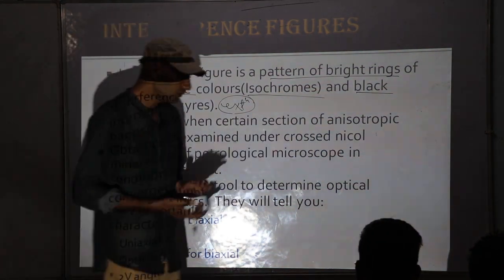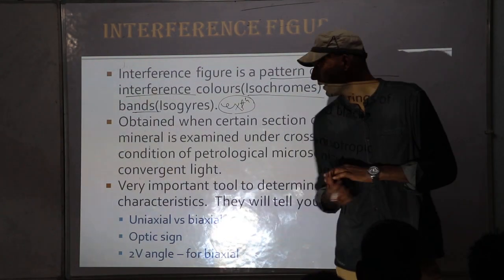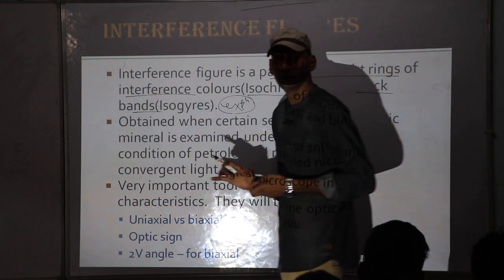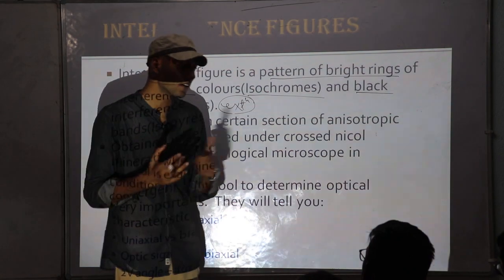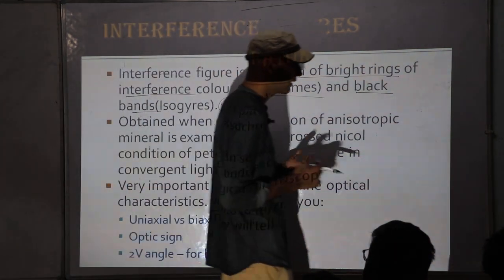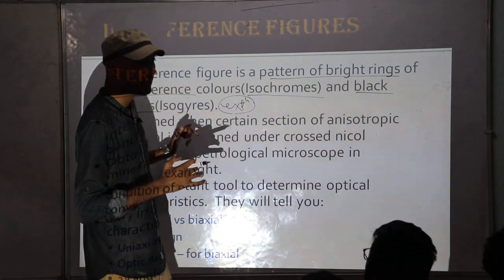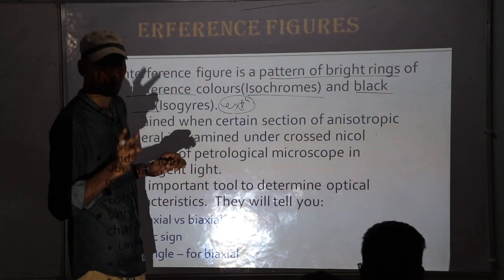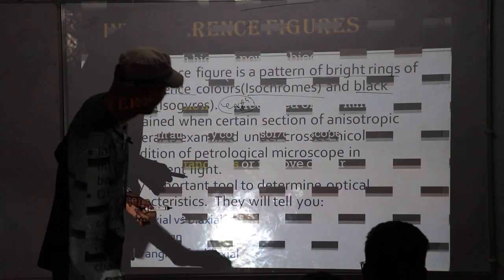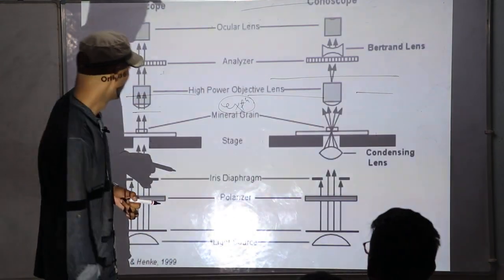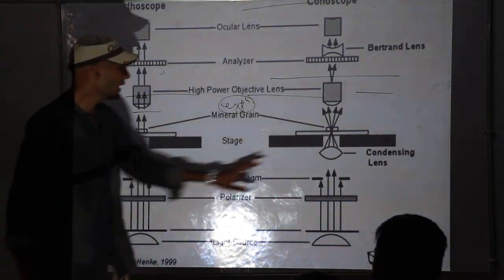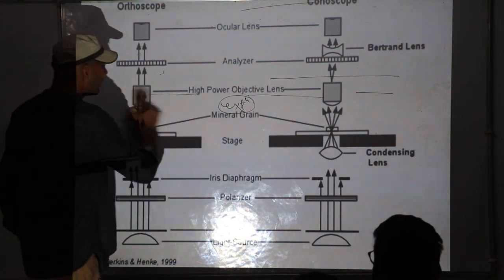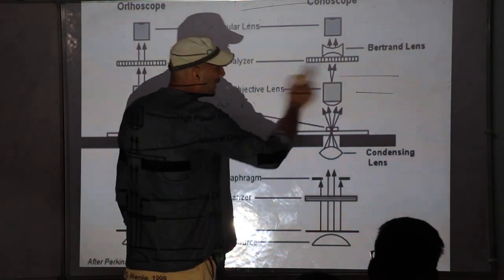Okay. So it is obtained when an anisotropic mineral is examined under which condition? Crossed nicol condition. Another thing I discussed in yesterday's class: you can obtain an interference figure only in conoscopic arrangement. I have described two arrangements, orthoscopic and conoscopic. You can see here: this is for orthoscopic, this is for conoscopic. In orthoscopic the light rays are perpendicular to the stage.